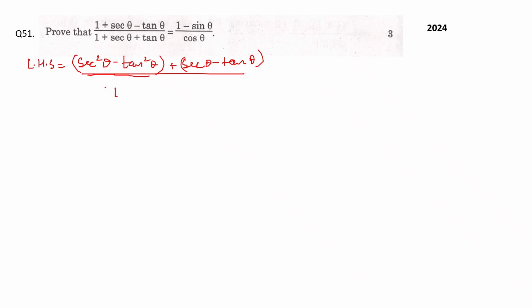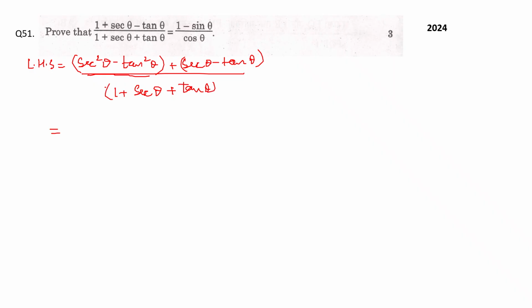Here also, prove that (1 plus sec theta minus tan theta) by (1 plus sec theta plus tan theta) is equal to (1 minus sin theta) by cos theta. So here also you take the LHS. In the numerator, in place of 1, I am writing the identity sec square theta minus tan square theta. This I have written for 1, plus sec theta minus tan theta, divided by 1 plus sec theta plus tan theta.